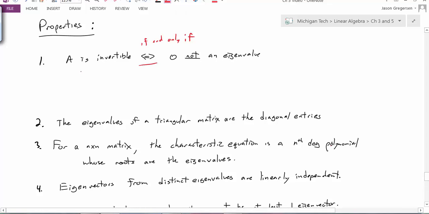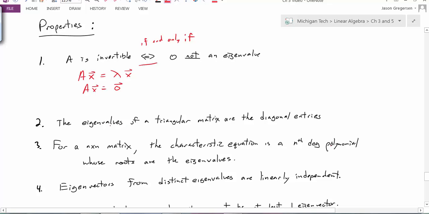Well, we have our eigenvalue equation. We have Ax equals lambda times x. So what this is really saying is that we can't have these two things. We can't have 0 being an eigenvalue and A being invertible. So what happens if we get both of these things? Well, if lambda equals 0, we'd be looking at this.